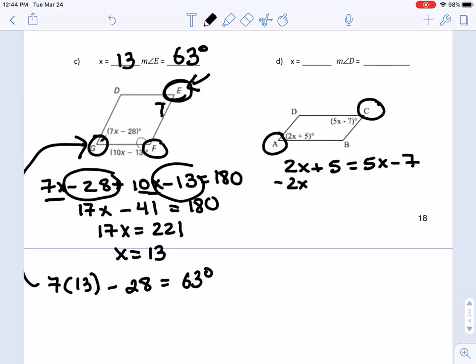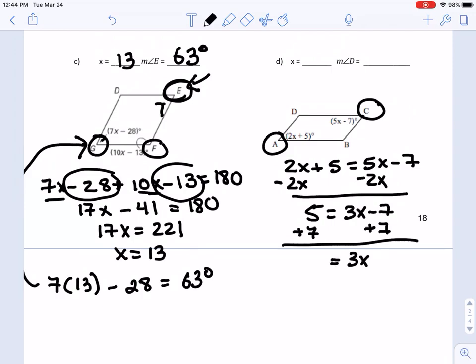I'm going to go ahead and subtract the 2x first. Then I'm going to go ahead and add the 7. And then divide, so I will get x equals 4. Okay, now let's see what we're looking for. We're looking for measure of angle D.